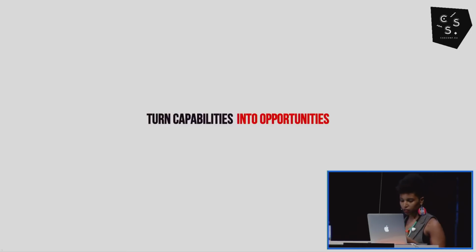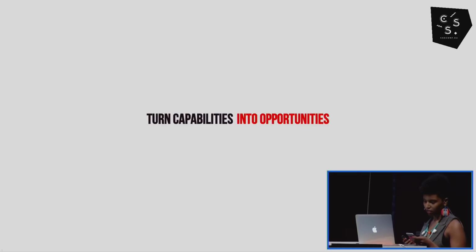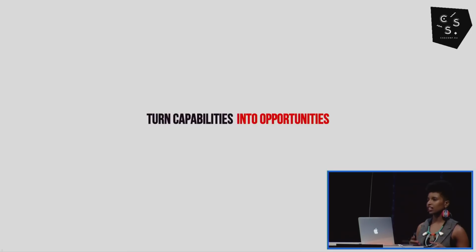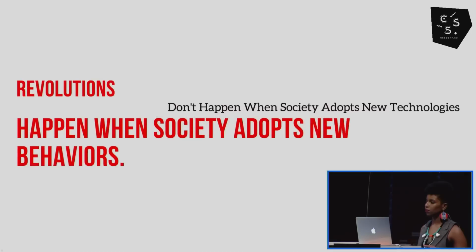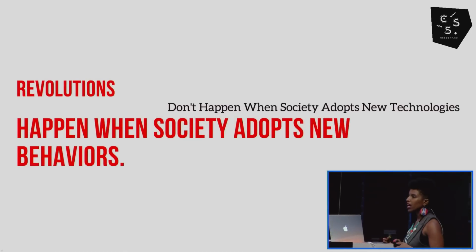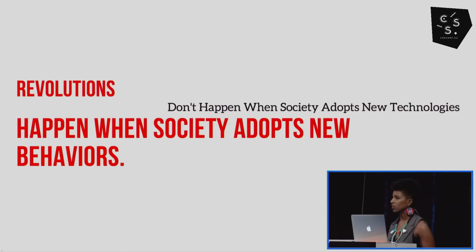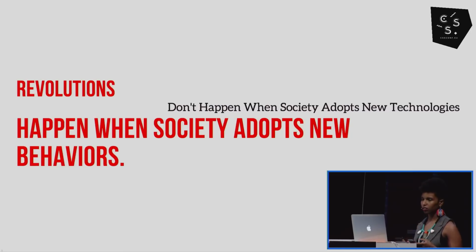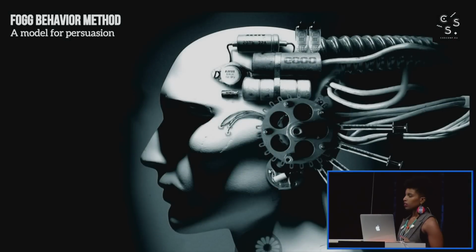Over the last few years, we've had to adapt to many new changes. And it's these behavioral changes that we make to keep up with our craft that's actually revolutionary. And that's because revolutions don't happen when we adopt new technologies. They actually happen when we adopt new behaviors. So what are these behaviors that we've actually adopted, right?